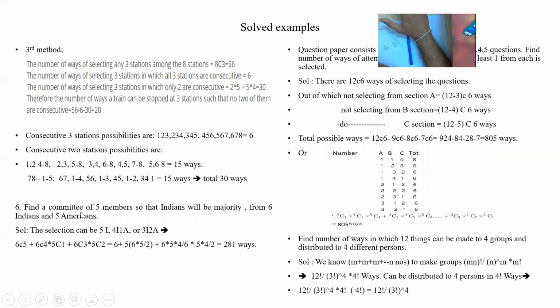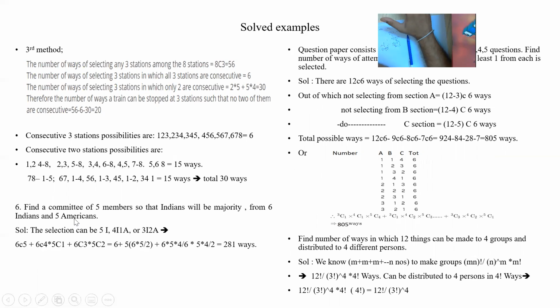Let us see. We want to find a committee of 5 members so that Indians will be majority from 6 Indians and 5 Americans. So 5 members, Indians will be majority. So first is, I can take all 5 from Indian people, 6C5, no American. I can select 4 and 1, 6C4 into 5C1.